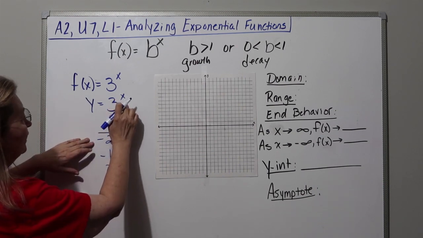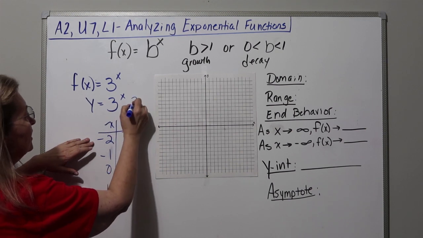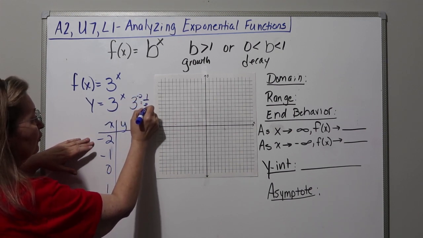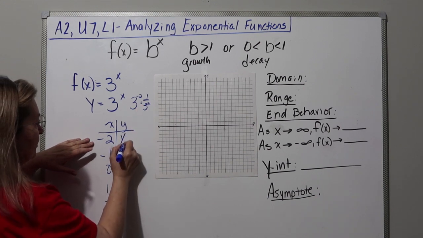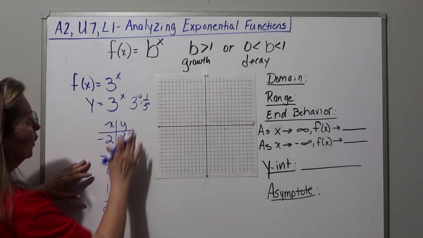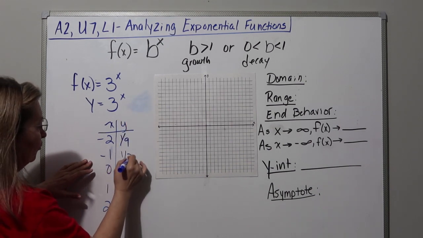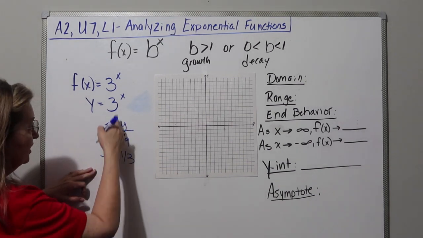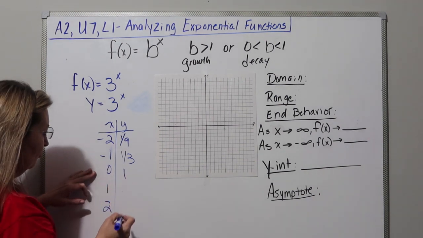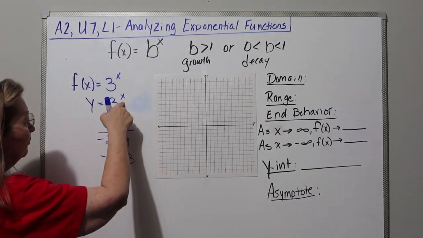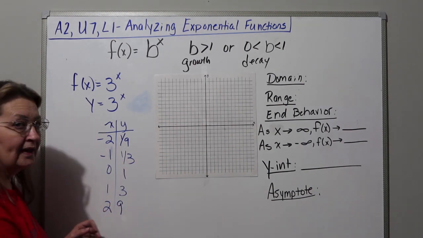Now when I put -2 here, 3 to the -2 power is 1 over 3 squared, so that's 1/9. When I put -1 in, I get 1/3. When I put 0 in for this, I get 1. When I put 1 in here, I get 3. When I put 2 in here, I get 9.